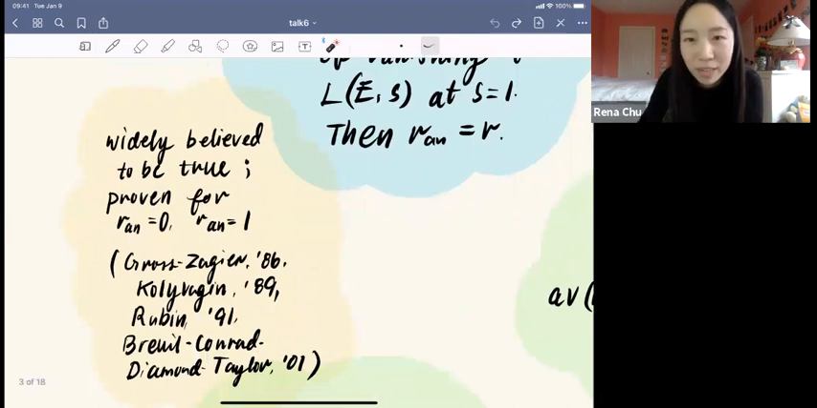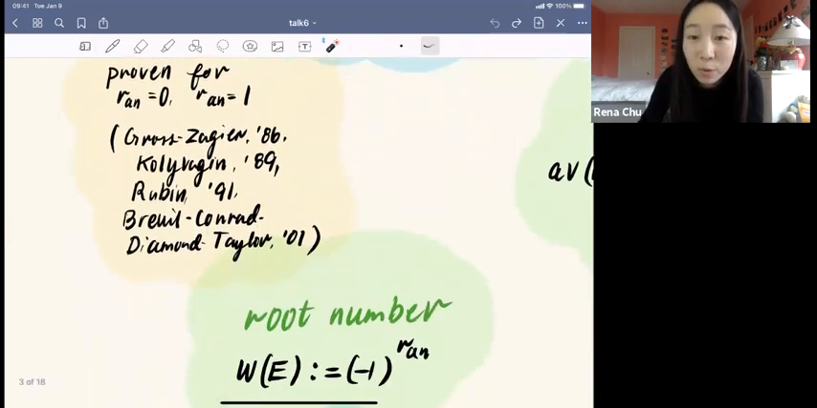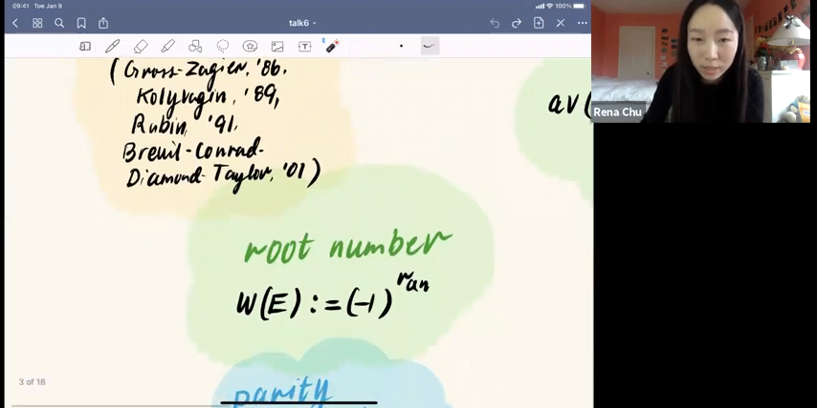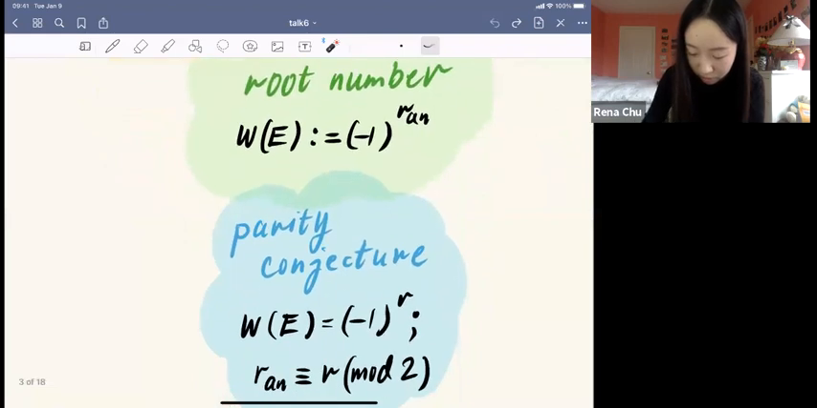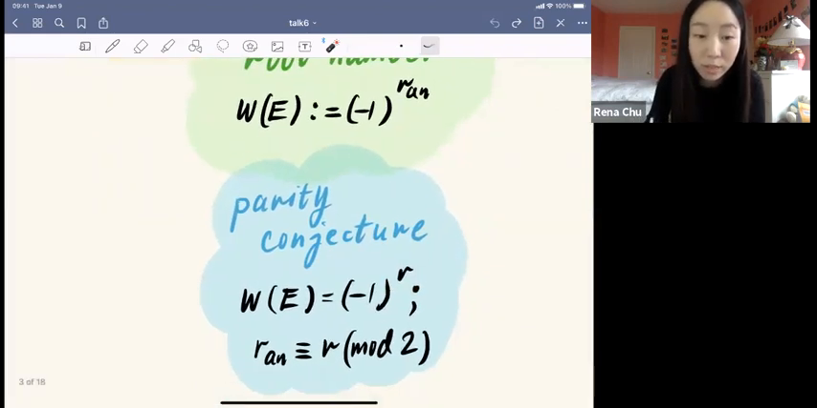Closely related to the rank is something called the root number, which is defined as the parity of the analytic rank. And so it follows from the BSD conjecture that, in fact, the root number is equal to the parity of the rank, or equivalently, the analytic rank and the rank have the same parity. This is also known as the parity conjecture.